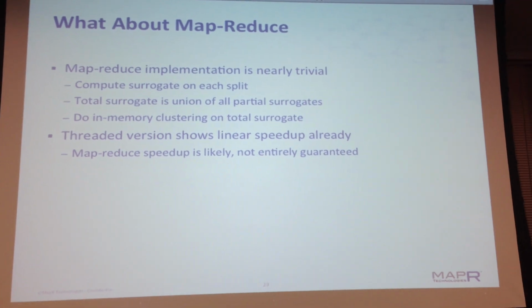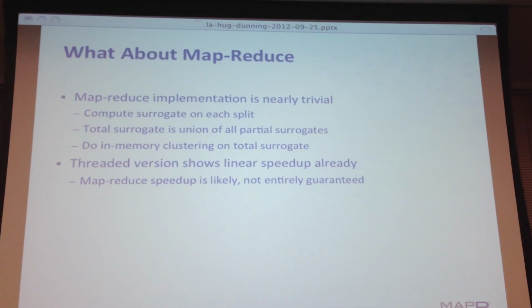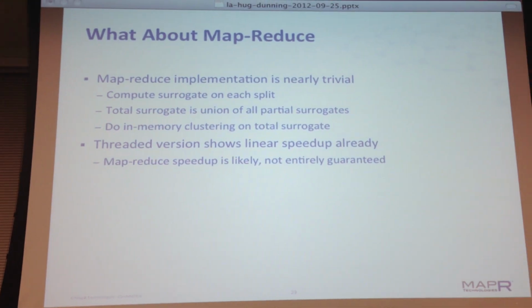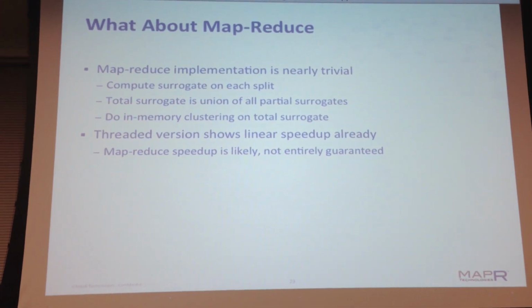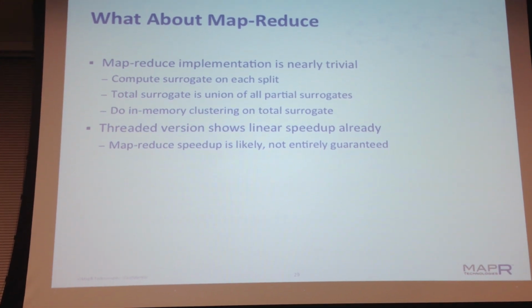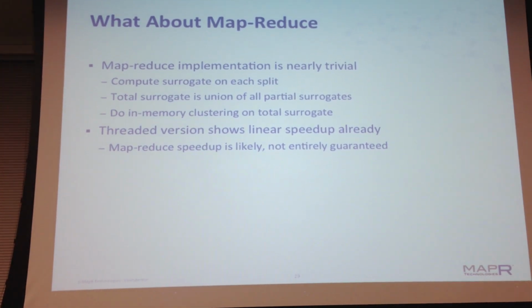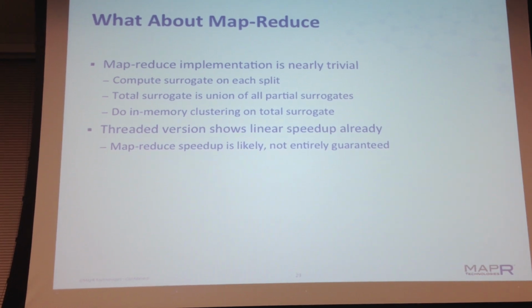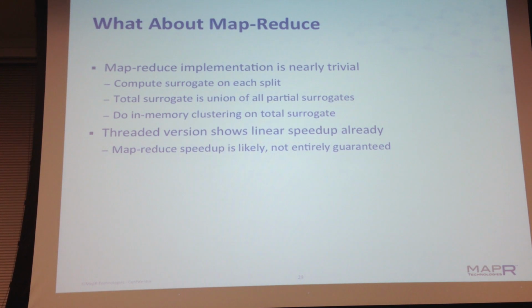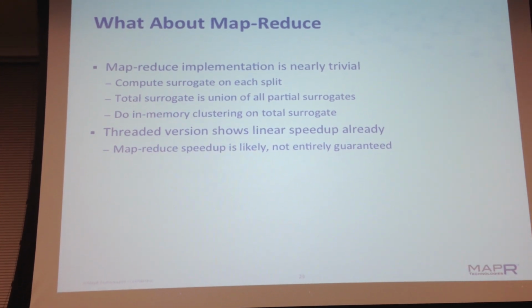So the MapReduce implementation, as I said, is trivial. Just do the surrogate on each piece, and the surrogate on each piece might be recursively subdivided, and then the union. The reducer is just the concatenation of those, and maybe the recursive clustering just to make it small. The reducer just does one more recursive pass. So it's going to be tiny, just like that.